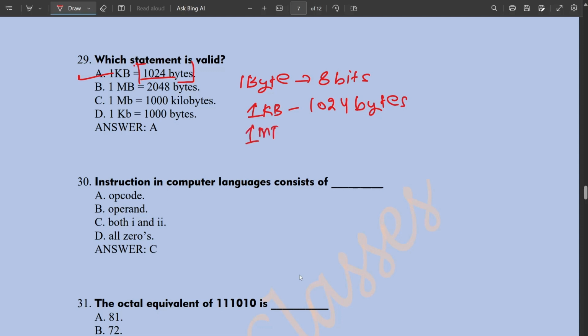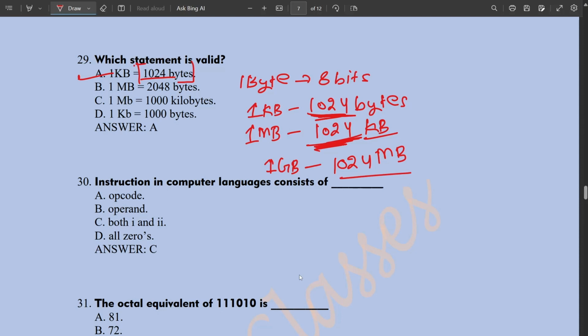1 MB is equal to 1024. This is a constant number. 1024 MB is equal to what? 1024 KB, kilobyte. Okay, 1 GB is equal to what? 1024 MB. Okay, next.